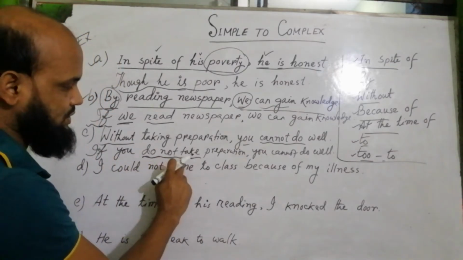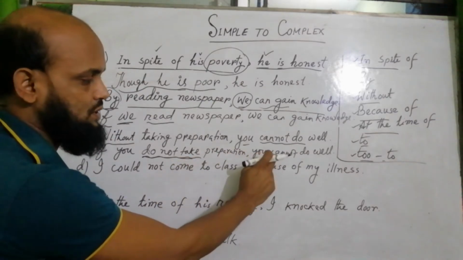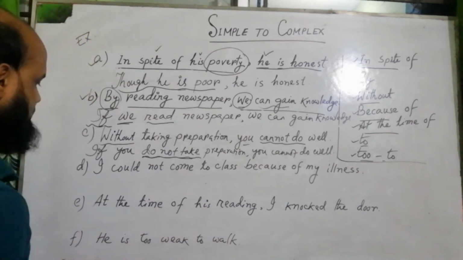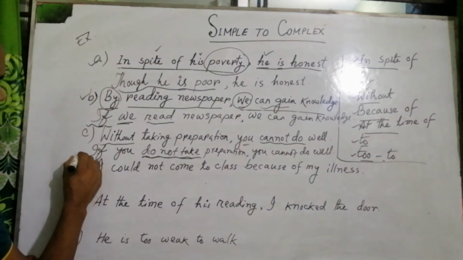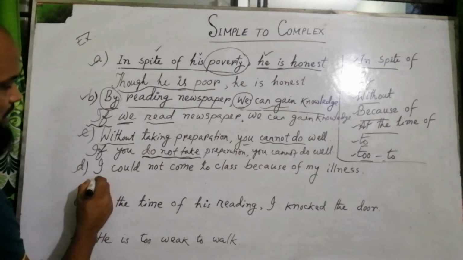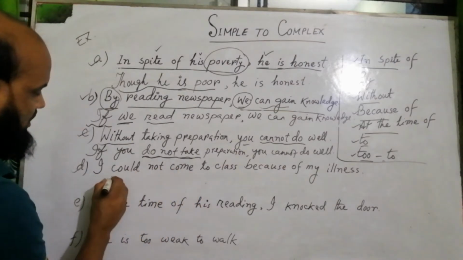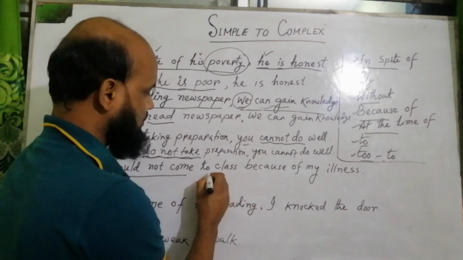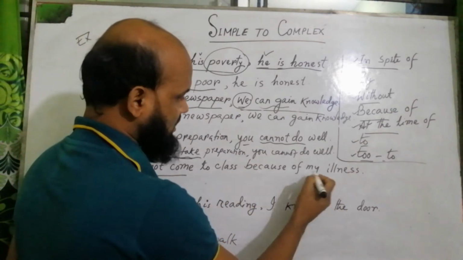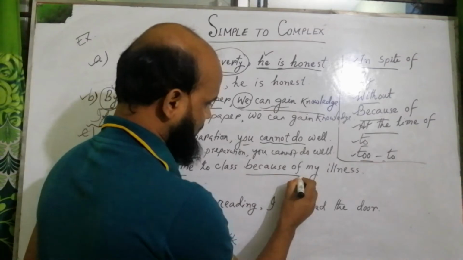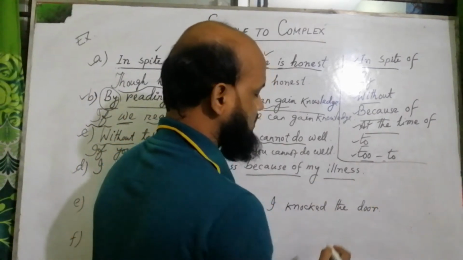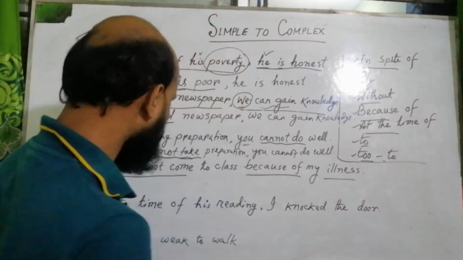If you do not take preparation, you cannot do well. So this is complex. And now we have question number 4. I could not come. This is past tense. I could not come to class because of my illness. You see, because of, this shows a reason. The reason is my illness.